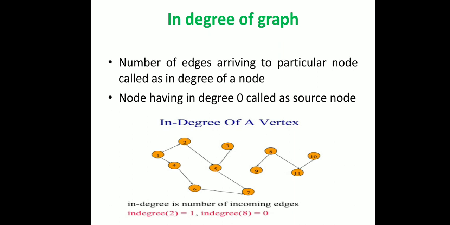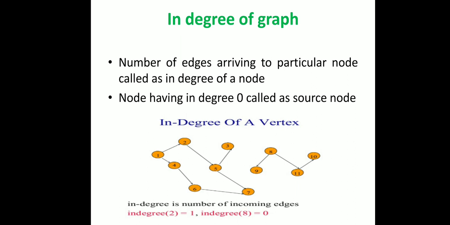Now next concept is, what do you mean by in degree of a graph? So in degree, the definition: number of edges arriving at a particular node is called the in degree of the node. Let's say there is a particular node. How many edges are coming to that particular node is nothing but the in degree of that node. A node having in degree 0 is called a source node.